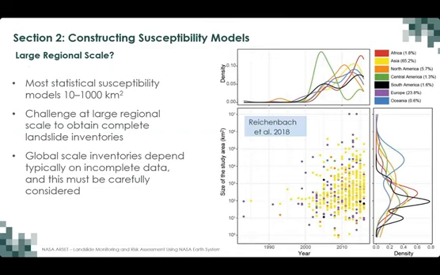So those fewer number of studies at very large regional scale is a relevant factor, partly because we typically have to rely on inventories, and at larger scale, they may be more incomplete. And so building reliable and robust susceptibility models at those larger scales is certainly going to have to wrestle with that factor. Incomplete data would be a critical element.